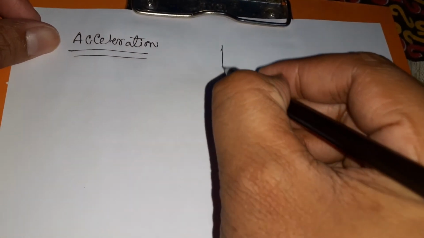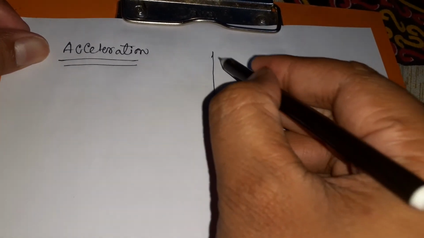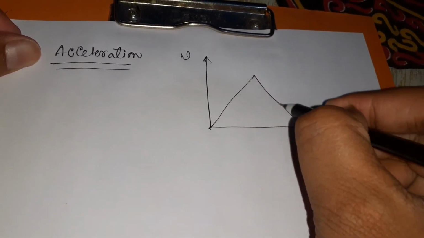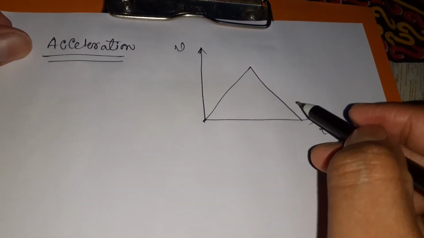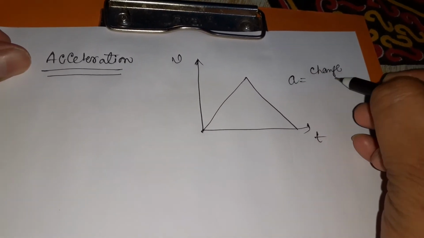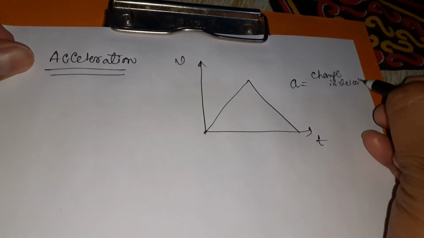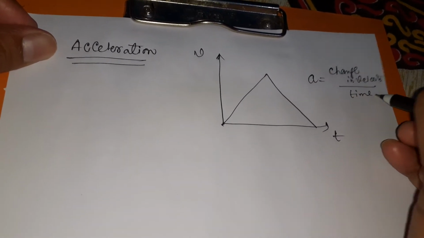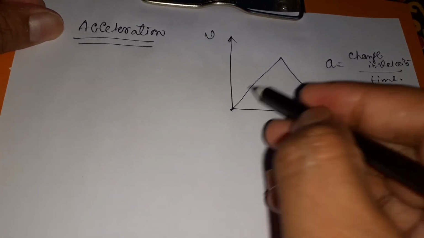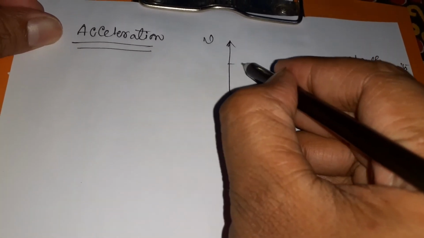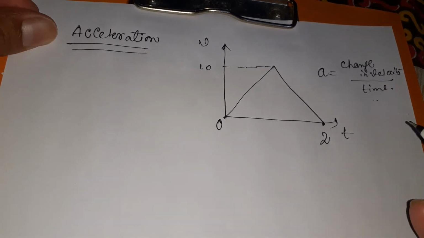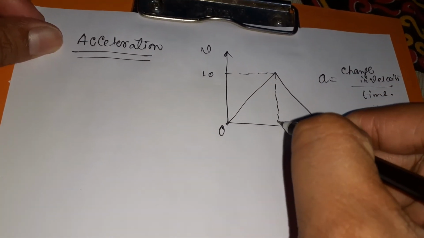Suppose I'm giving you that triangular type of diagram we are drawing here. Okay, this is one triangular type of diagram. So acceleration means what? That is the change in velocity divided by time taken. This is not actually velocity by time, this is a change in velocity by time. Suppose I am giving you this one as 0, this one I am marking 10, this one is 2, and this is the height of the triangle.